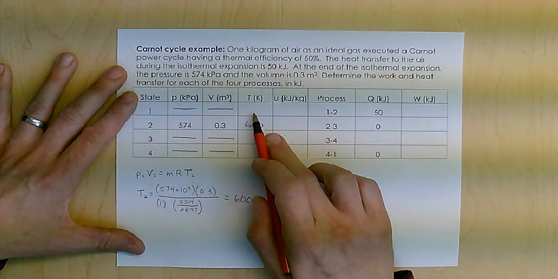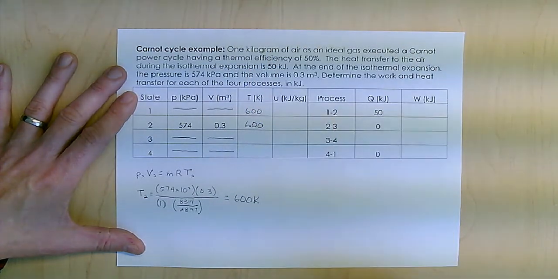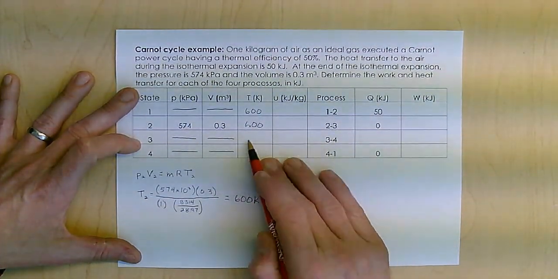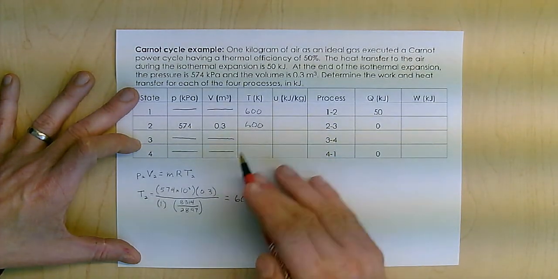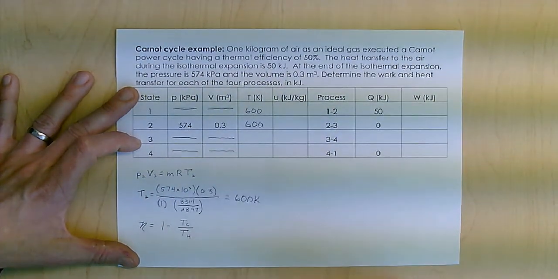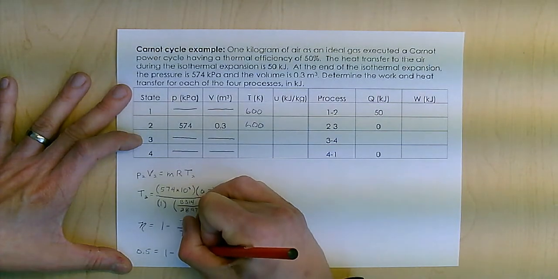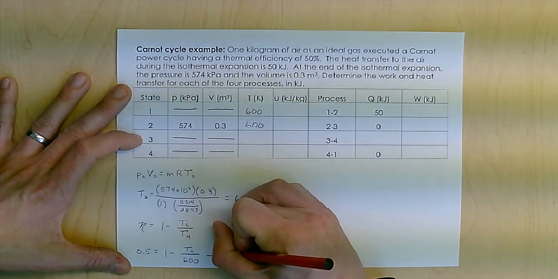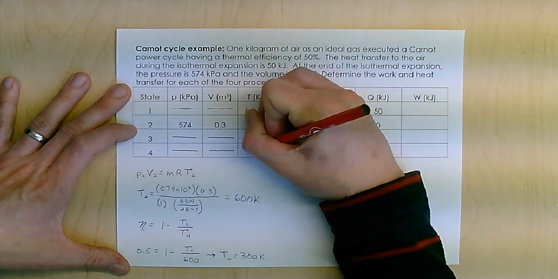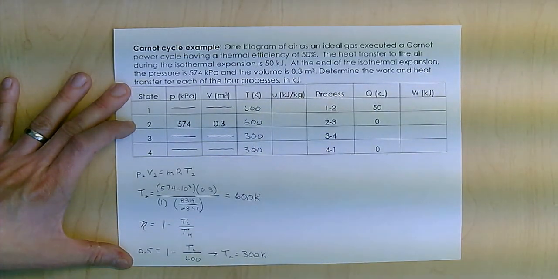It also means that T1 is 600 Kelvin because that's the isothermal expansion, process 1 to 2. Now, knowing that this is a Carnot cycle, I can find my colder temperature from this equation. Where efficiency is 50%, 0.5 equals 1 minus Tc over 600, which tells me Tc has to be 300 Kelvin. So these two are 300. Again, these are the two isothermal processes, then this is adiabatic, isothermal, and then 4 back to 1 is adiabatic.